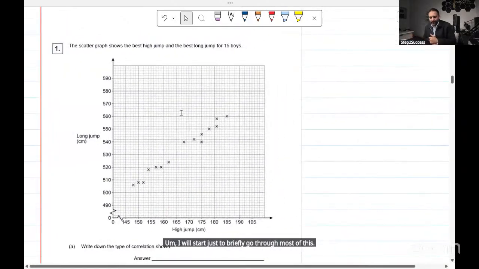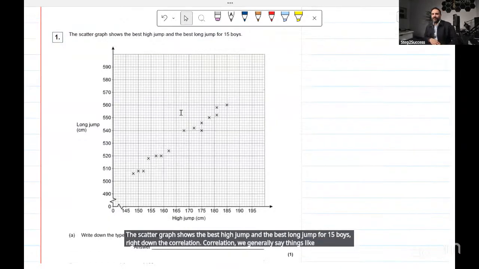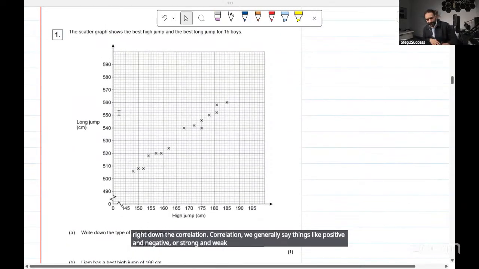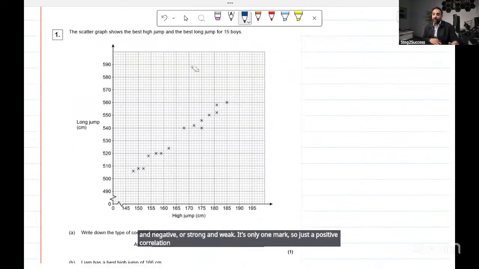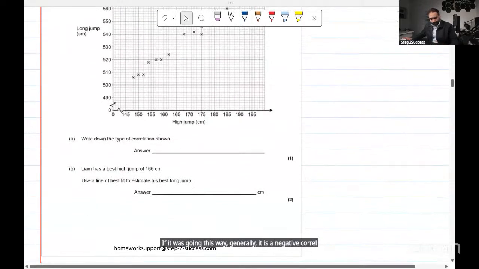The scatter graph shows the best high jump and the best long jump for 15 boys. Write down the correlation. Correlation, we generally say things like positive and negative or strong and weak. It's only one mark, so just a positive correlation is fine. You can say strong positive if you like, but the word positive is necessary. When it goes this way, it's positive. If it was going this way, generally it is a negative correlation.